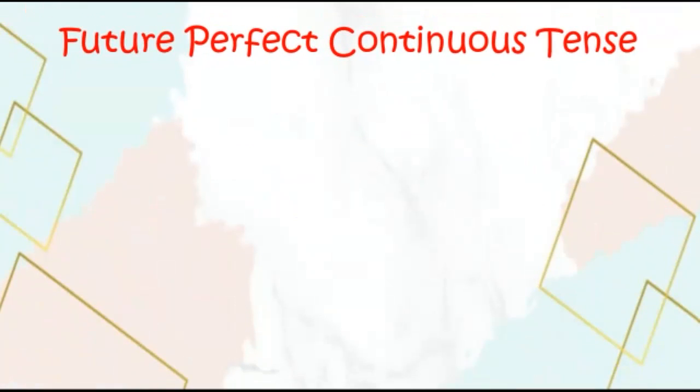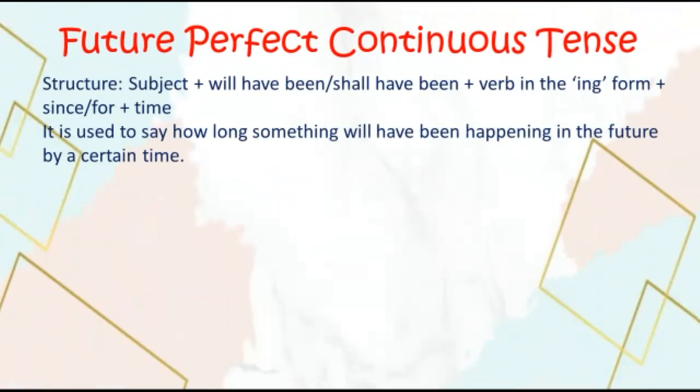Our last is future perfect continuous tense. Its structure is subject plus will have been or shall have been plus verb in the ing form plus since or for plus time. It is used to say how long something will have been happening in the future by a certain time. So it is telling about an action started in the future. We don't know if it ended or not. And it is showing the continuity. How long it will have been happening.